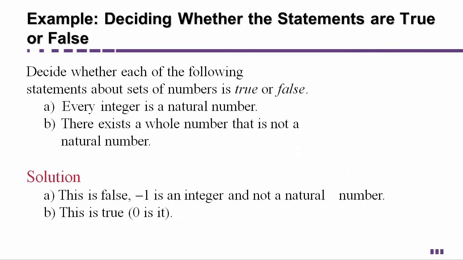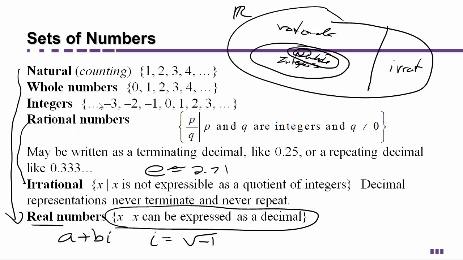Okay, so last and final example. Decide whether each of the following statements about sets of numbers is true or false. Every integer is a natural number. True or false? Well, it's false, because if we go back here, every integer is not a natural number because we have all these negatives.